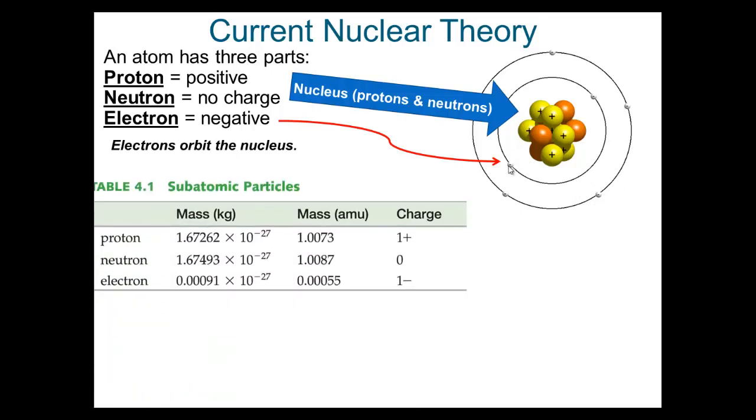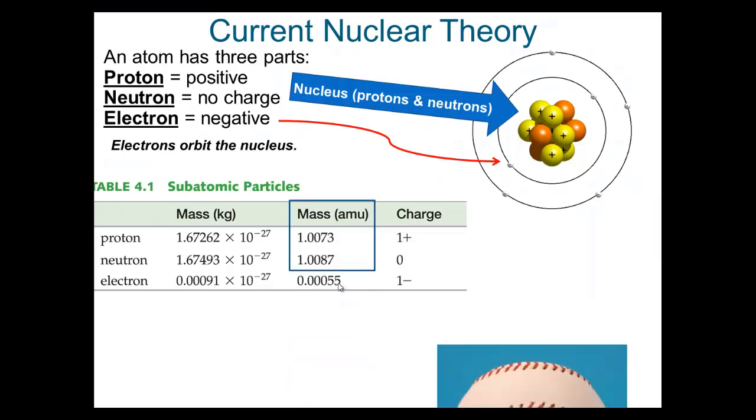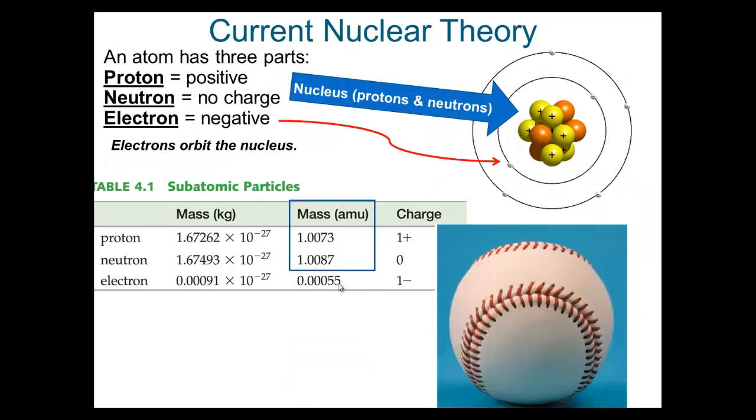And to give you an idea of how tiny those electrons are, I'm going to show you the masses here. If you look at the mass of a proton, you can just look at the atomic mass unit. It's about 1. A neutron is about 1. So the proton and neutron are almost the same in terms of mass. The electron is 0.00055. So the electron is significantly lighter. Most of the mass of your atom is actually from the proton and neutron.